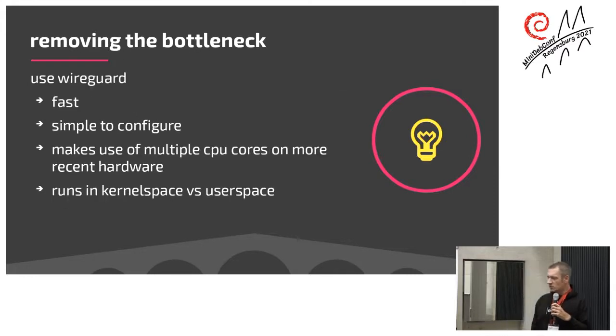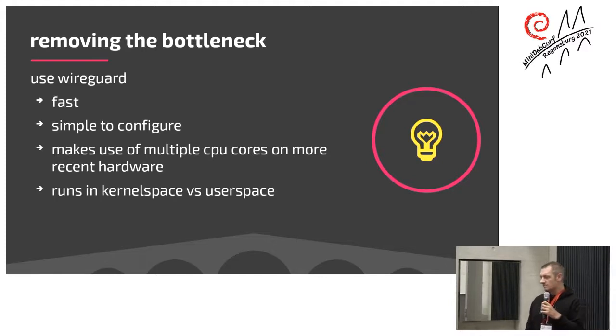So to solve the problem, there are different approaches that were run in the past, but since WireGuard got more popular in the community, we have chosen that approach because it's fast, it's simple to configure, and it makes use of multiple CPU cores on the more recent hardware that has multi-core CPUs. In addition to that, it runs in the kernel space versus user space, so it gives you some significant performance advantages.